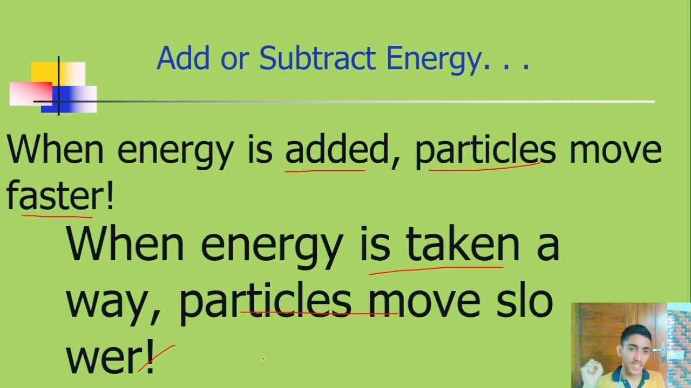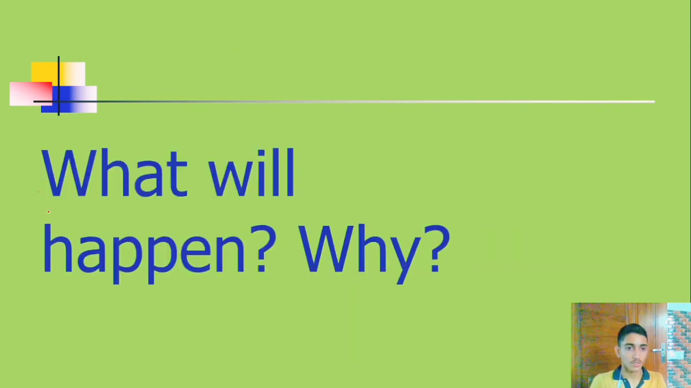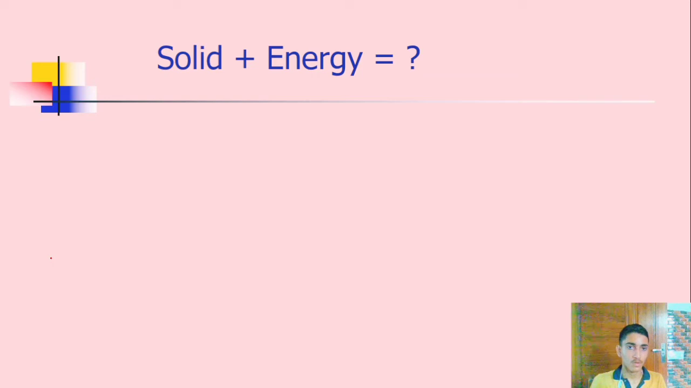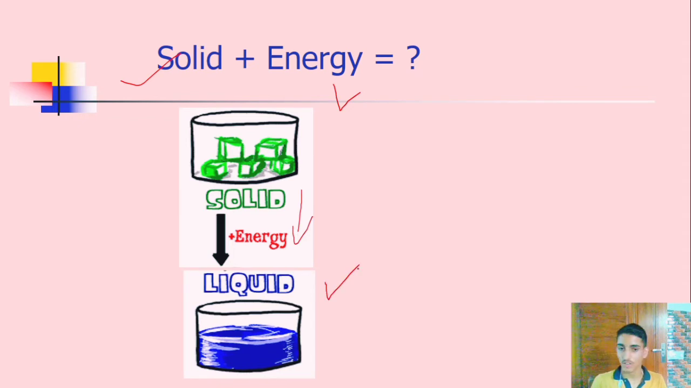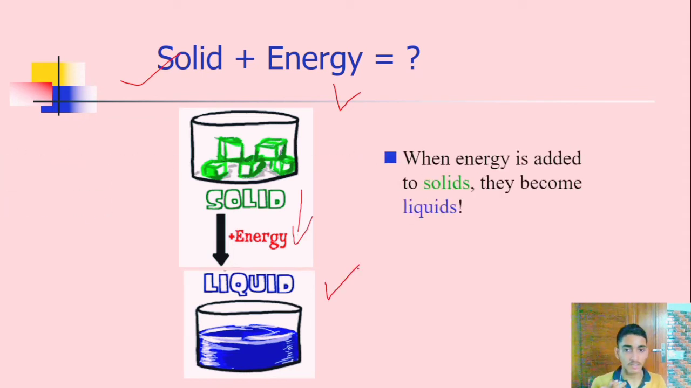If we take away the energy from the gases and give it somewhere else, then what will happen? That will become liquid. And if we take more energy from that liquid, then it will change into solid. I hope you have understood. So solid plus energy will give us liquid. Of course, very good. If you are guessing right, you are very good children.